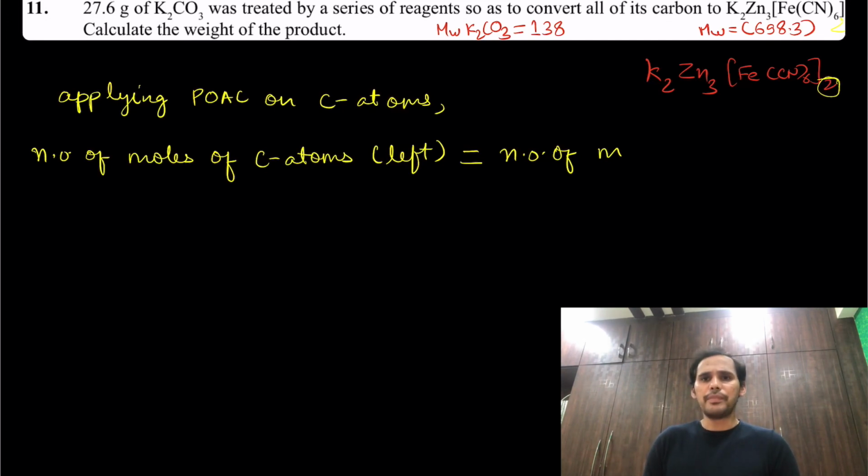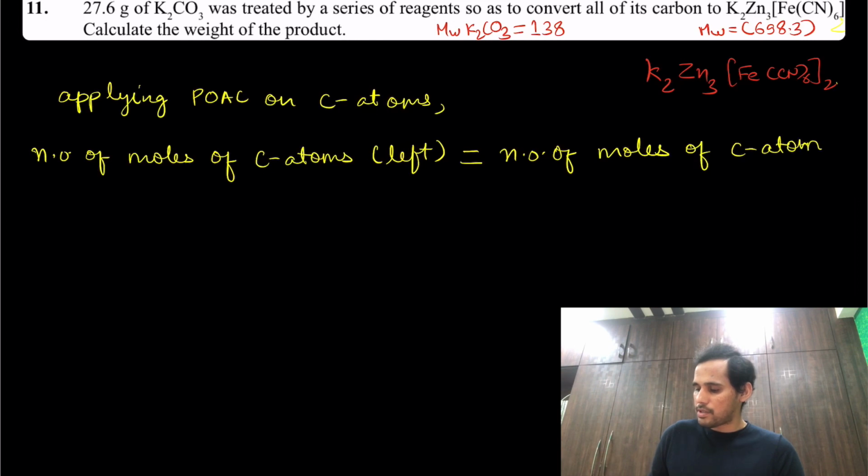डेफिनेटली POAC हम कार्बन एटम्स पे लगाएंगे. So again, applying POAC on carbon atoms, we can simply write that number of moles of carbon atoms on left hand side will be equal to number of moles of carbon atoms on the राइट हैंड साइड पे भी हम लगा सकते हैं, कोई प्रॉब्लम नहीं आने वाली है, ठीक है. अब फिर हमको देखना है कि लेफ्ट हैंड साइड पे कार्बन कहां पर है.